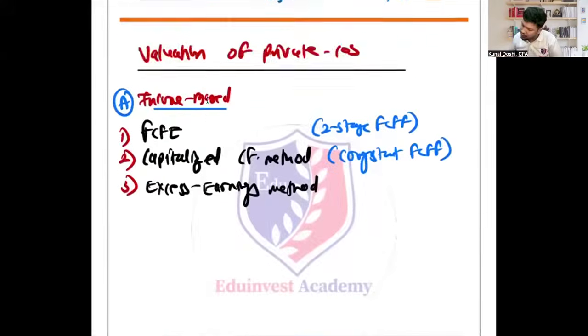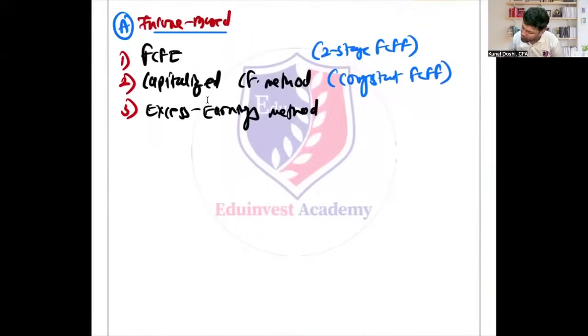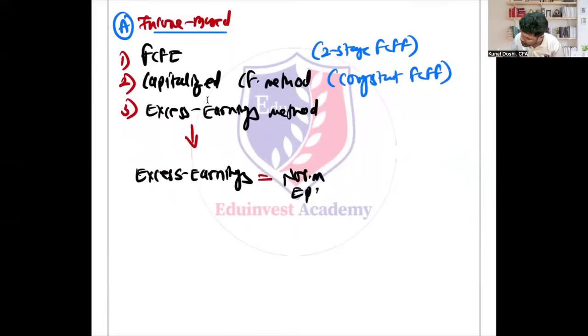So there is actually a 4-step process to find the excess earnings. First I will help you understand how to find excess earnings. So we will first derive what excess earnings is. Excess earnings is normalized earnings.